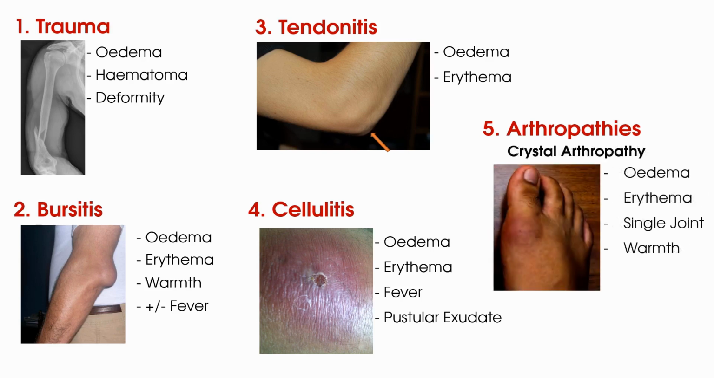Crystal arthropathies represent a group of conditions associated with the deposition of mineralized material, mimicking crystals, within joints and surrounding tissues. Gout and pseudogout are some of the most recognizable forms. These conditions present typically in a single large joint with redness and swelling and may well be warm to palpate.